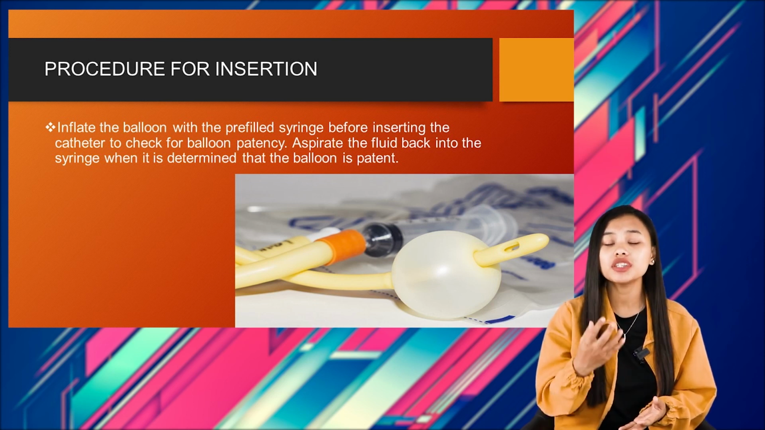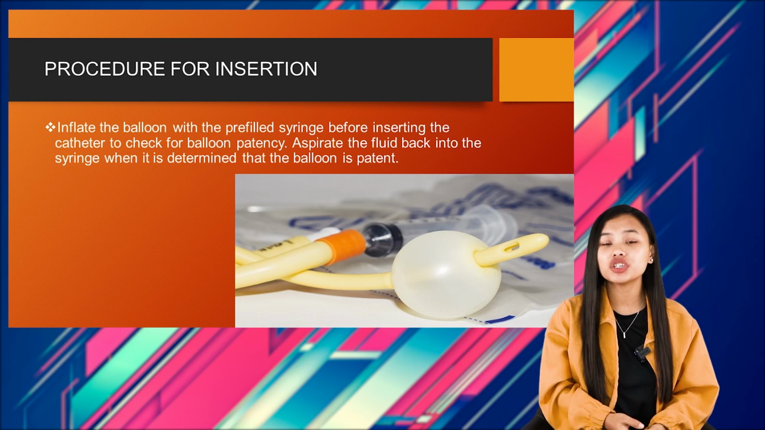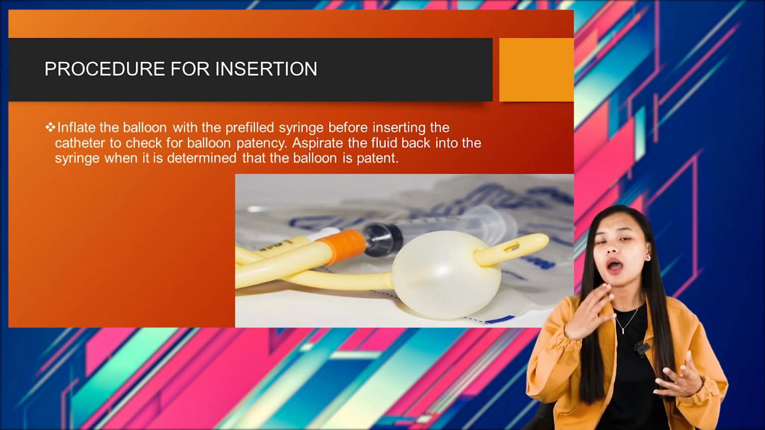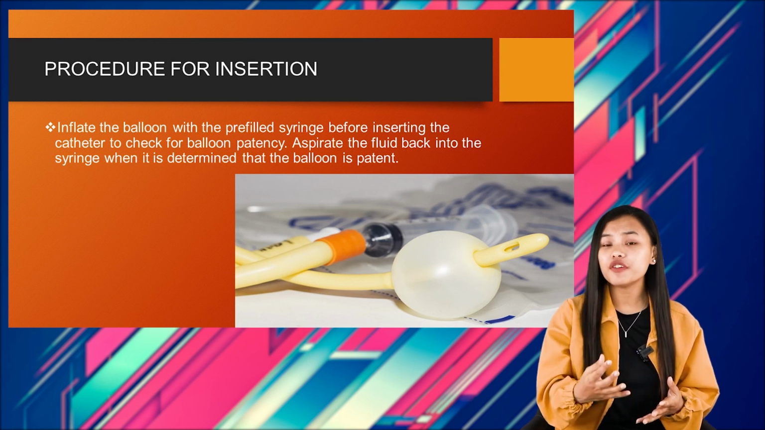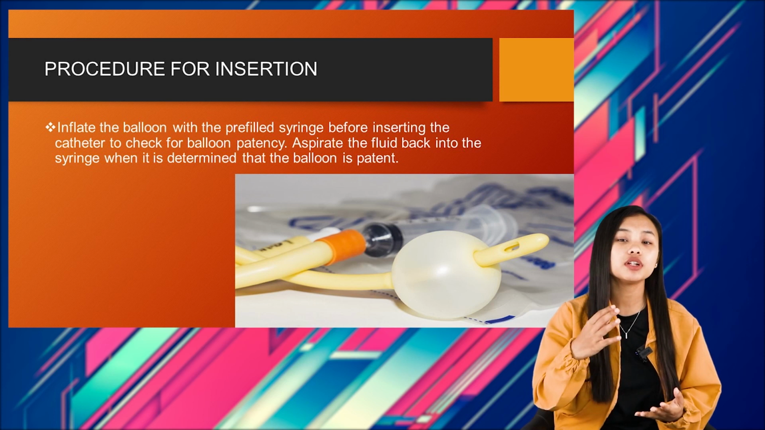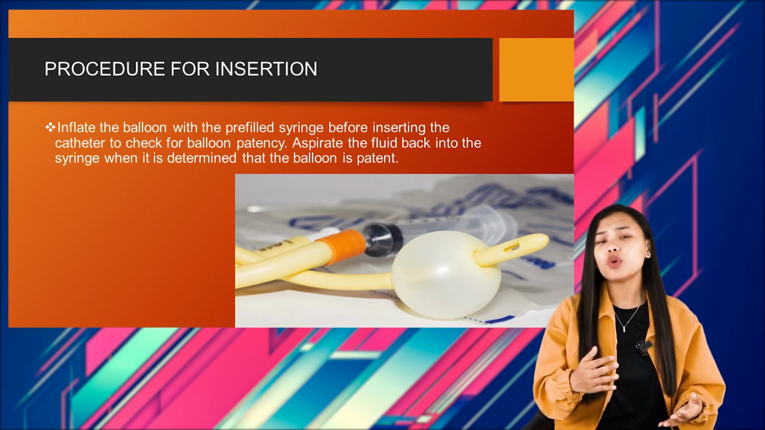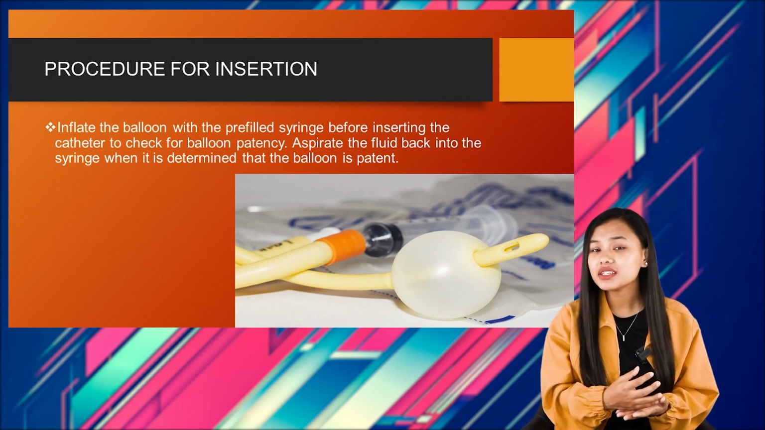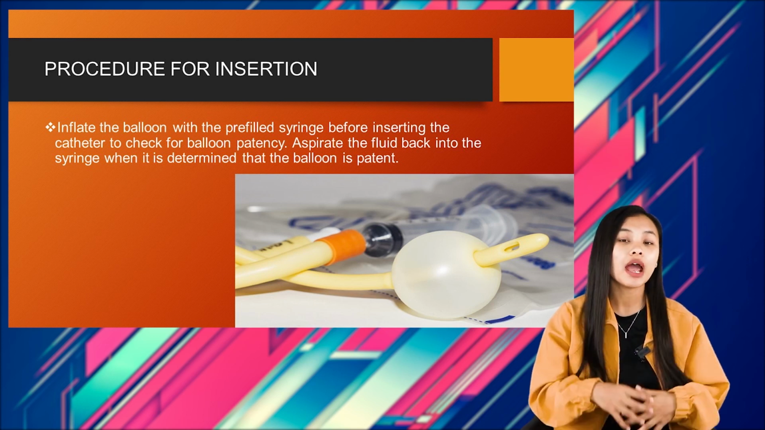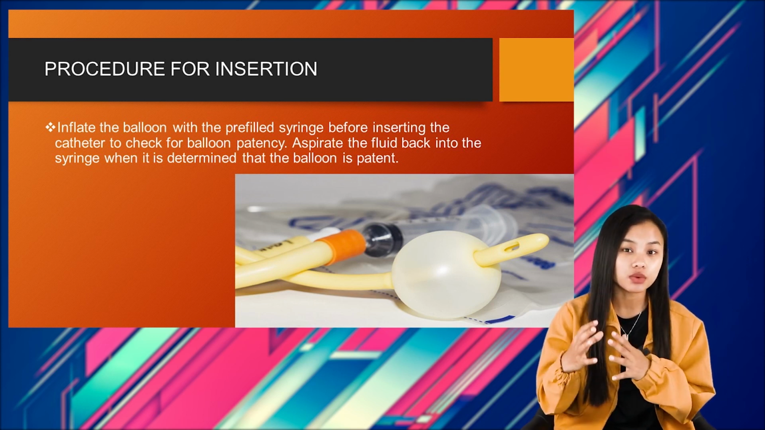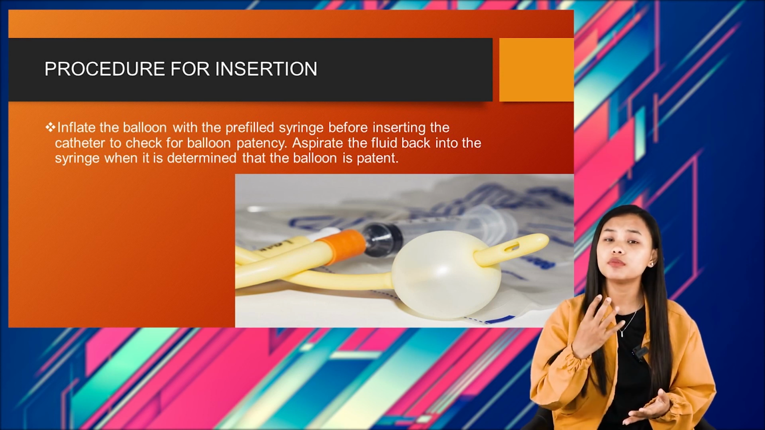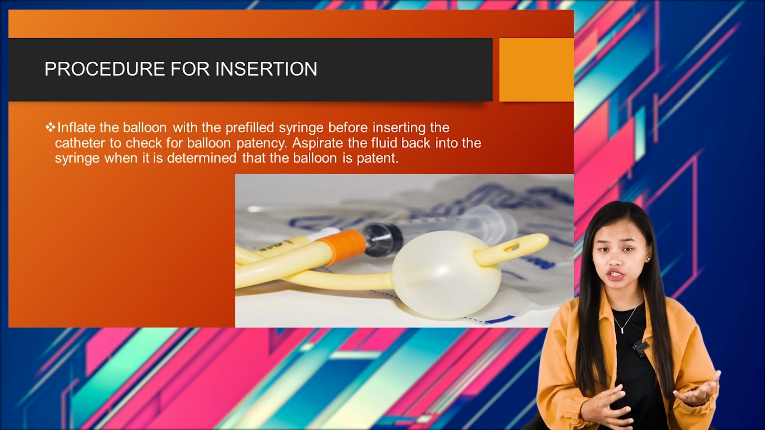However, if we are using an indwelling catheter, or if indwelling catheterization is being ordered for the patient, then we must make sure that we inflate the balloon with the pre-filled syringe before we even insert the catheter, in order to check the balloon patency. And once we have determined that the patency of the balloon is normal, then we must aspirate the fluid back into the syringe. So this determination of the patency of the balloon will be done before it is inserted, right?